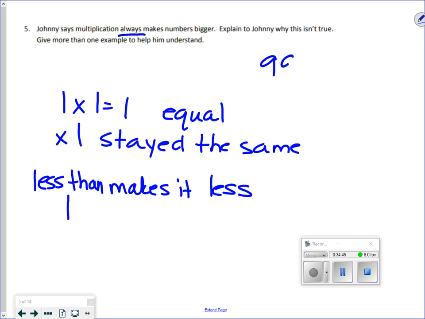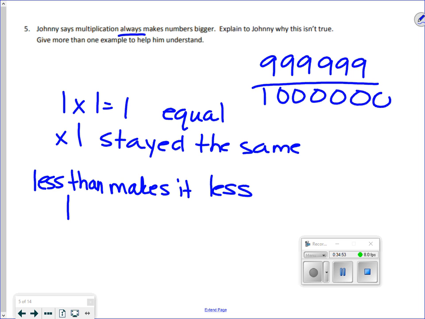So if I had 999,999 over 1,000,000, that's less than 1. That's a fraction that's less than 1. It's a big old honking fraction, but it's less than 1. Because in order for it to be a 1, it needs to be 1,000,000 over 1,000,000. It's a hair less than 1, but it's still less than 1. Yeah, those would be some teeny tiny pieces.